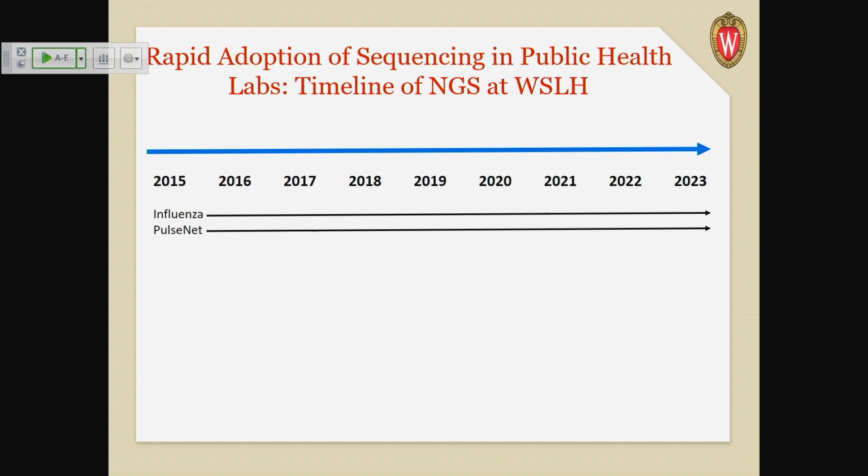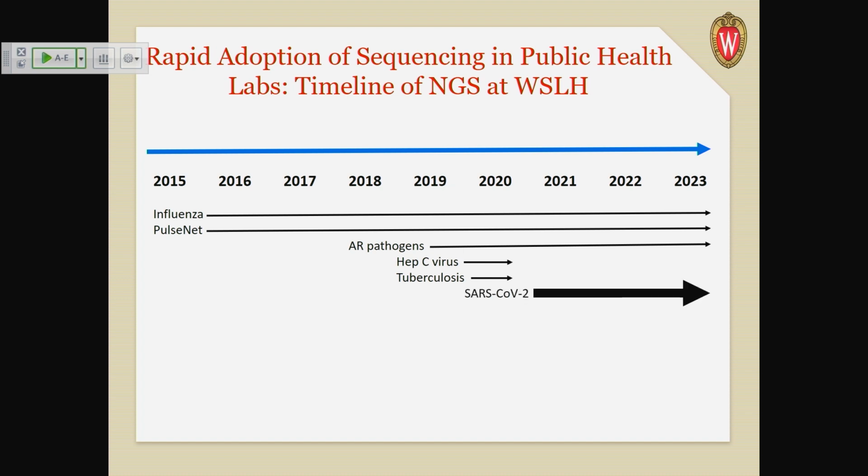So to get back to the rapid adoption of sequencing, the title. So we started sequencing in 2015 with influenza under the NERC and PulseNet. We've been doing that consistently throughout. Then 2018-19, we started doing more antibiotic-resistant pathogens, did a couple pilot studies with Hep C and TB, but then this little thing called SARS-CoV-2 happened, so we had to stop the Hep C and TB for a little while.